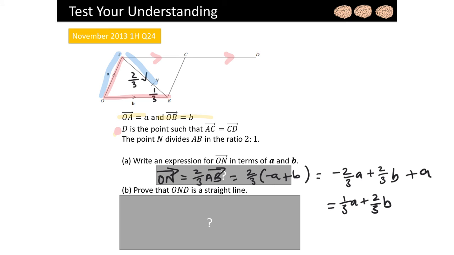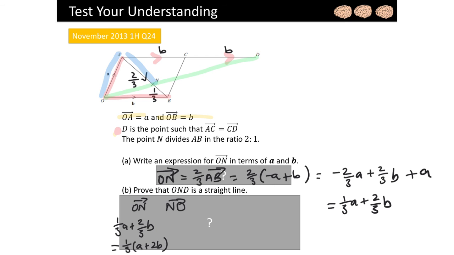Okay, the next question says prove OND is a straight line. So what do we need to prove? That ON is parallel to ND. What shape do we have here? Parallelogram. So this is B, this is B. So O to N, we just worked out, didn't we? 1/3 A plus 2/3 B. I can factorize out 1/3 (A plus 2B).